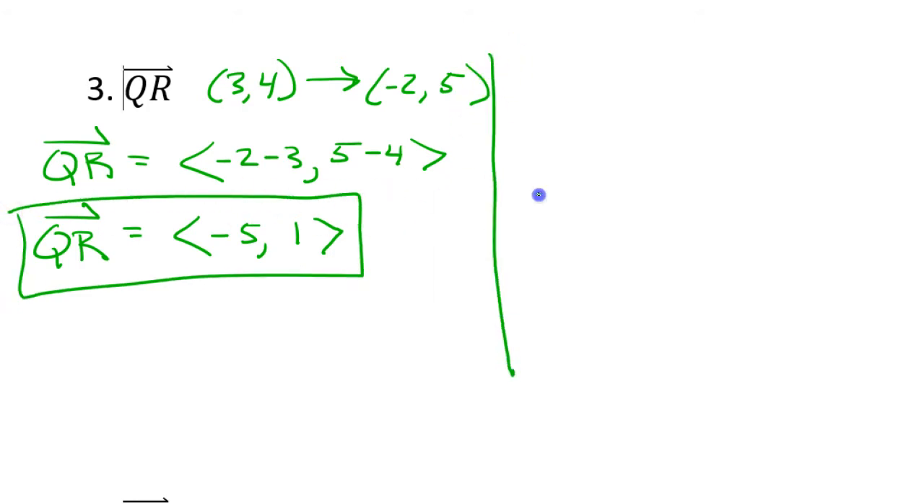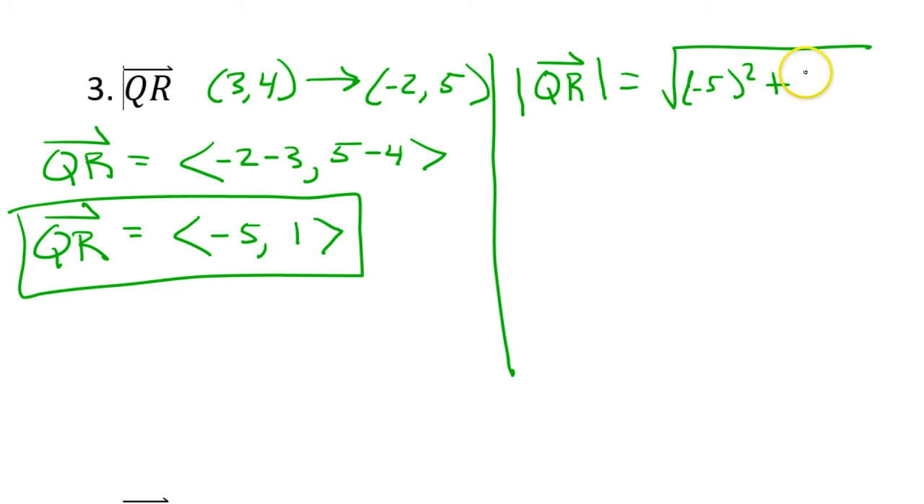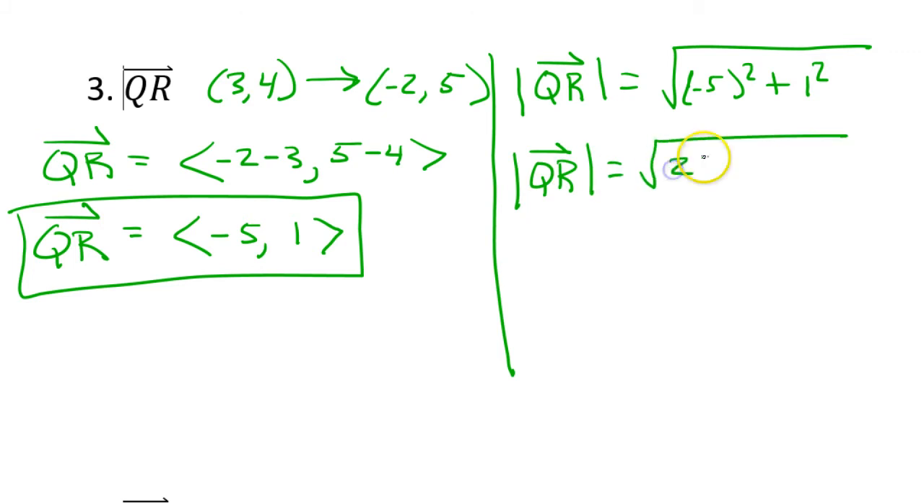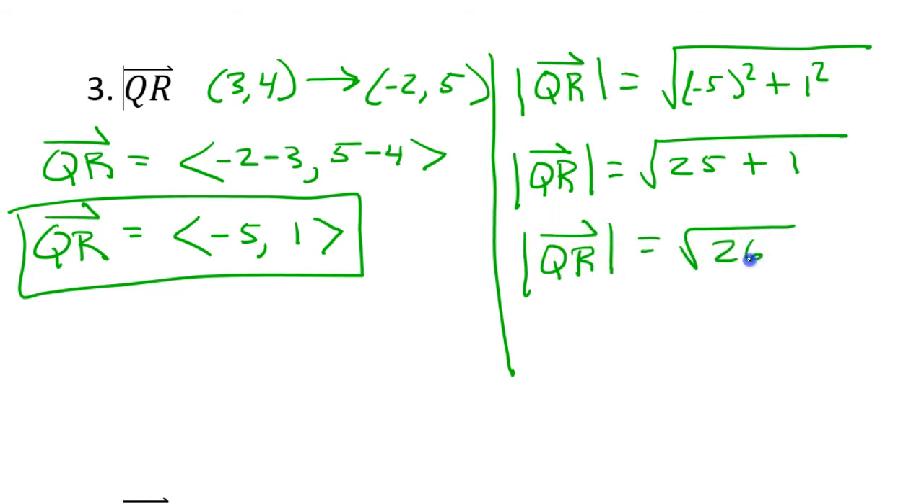Now let's talk magnitude. So the magnitude of vector QR will be the square root of -5 squared plus 1 squared. So that's 25 plus 1. So that's the square root of 26.